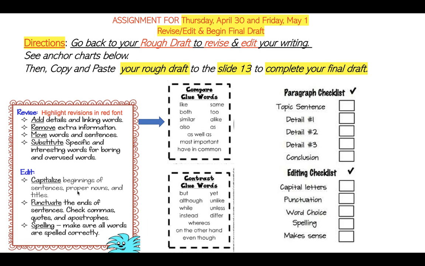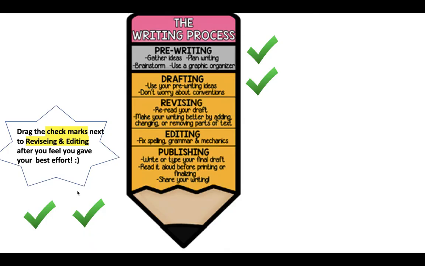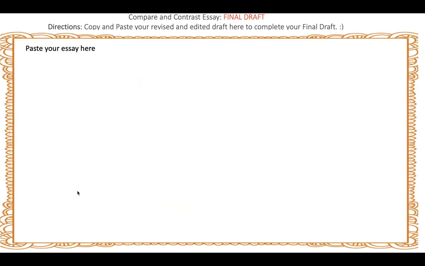And a hint is that if a word is underlined in blue, that means it's spelled wrong. If something is in red, it's spelled wrong. If it's underlined in blue, that means it has a grammar mistake, which is capitalization or punctuation. All right, so after you've done your revising and your editing, you'll drag your check marks over to that spot. And on your final draft day, this is where you will post your final essay.